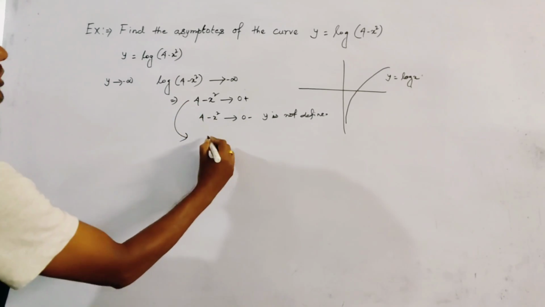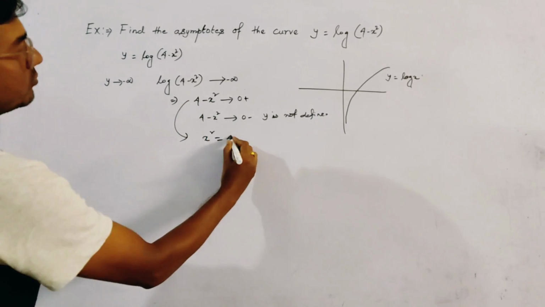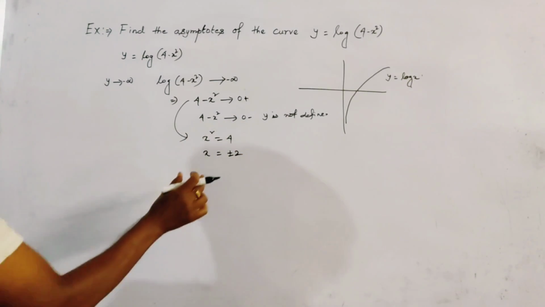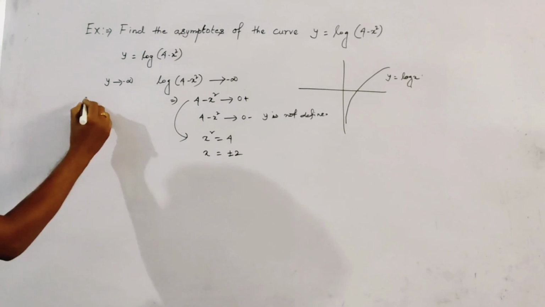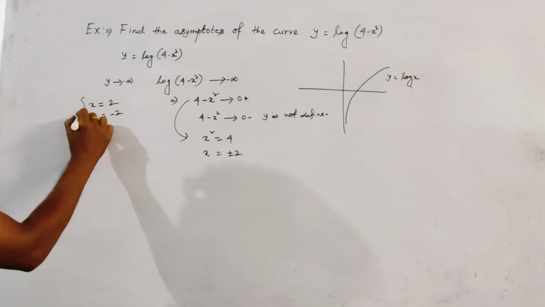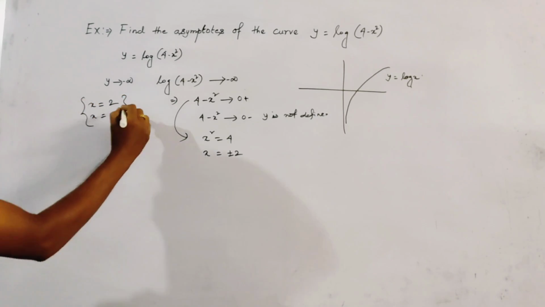And from here we get x square equal to 4, so we get x equal to plus minus 2, and we get two asymptotes which are x equal to 2 and x equal to minus 2, which are parallel to the y axis.